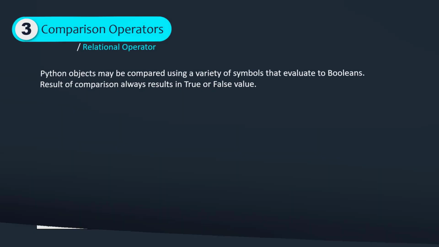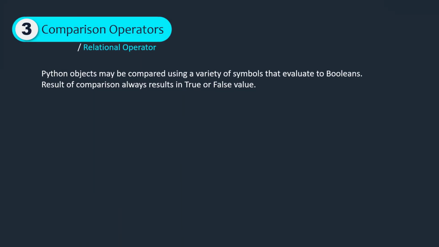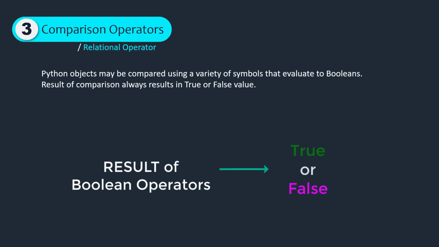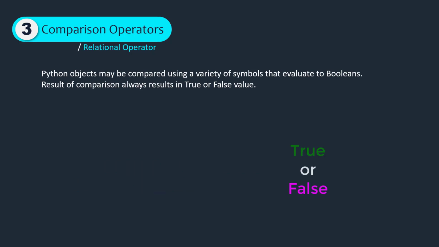Moving ahead, the next one is comparison. Sometimes it is also called relational operator. In Python 2 they were calling it relational operator, however they are calling it comparison operator also, but mostly it is known as comparison operator. So comparison operators are Python objects that are used to compare a variety of symbols, and they always result in a boolean. So whatever expression we validate through a comparison operator will always result in either true or false. Keep it in mind, the result will always be true or false, that is boolean, 0 or 1.